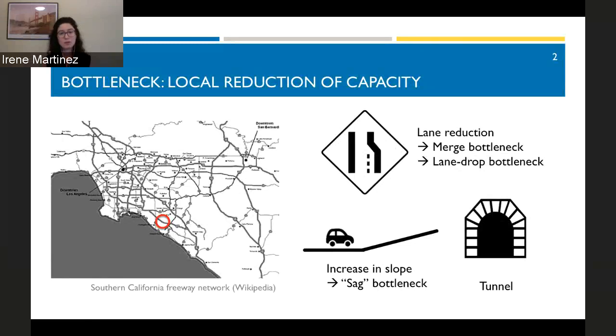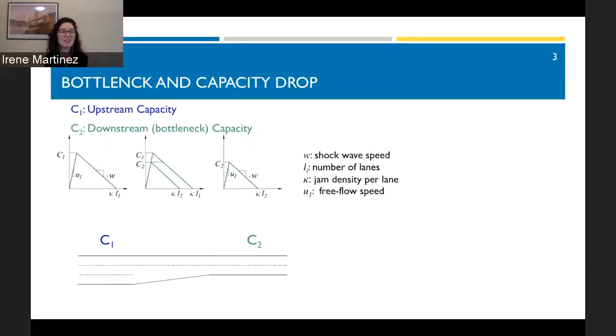Bottlenecks are changes in the geometry of the road that limit the capacity, and they can be found everywhere, from a lane reduction, a merge, an increase in slope, and even a tunnel. These bottlenecks are just like funnels. For a visual representation, I've chosen the lane drop bottleneck, which is a clear reduction in capacity, right? So we have an example here with an upstream capacity C1 and a downstream capacity C2, or bottleneck capacity, which is lower.